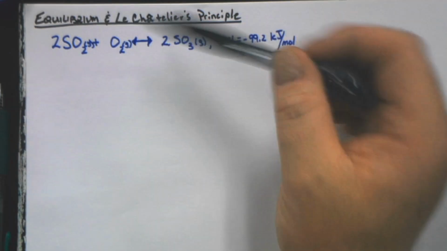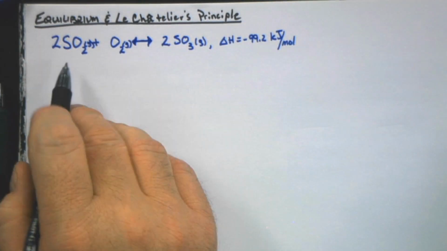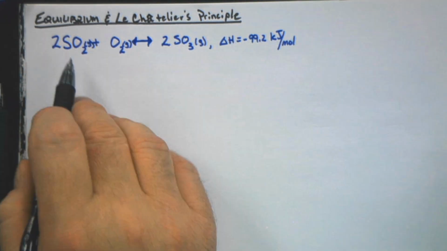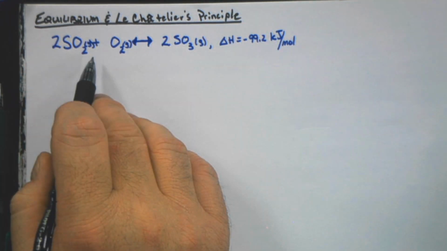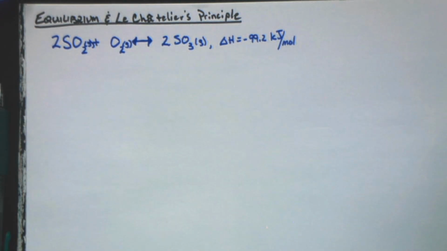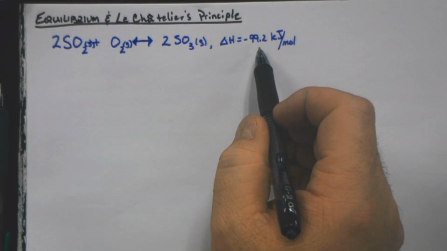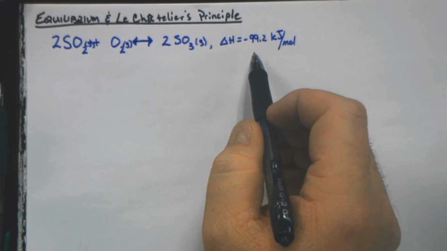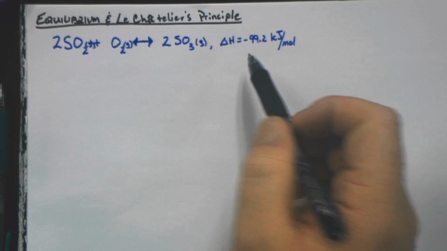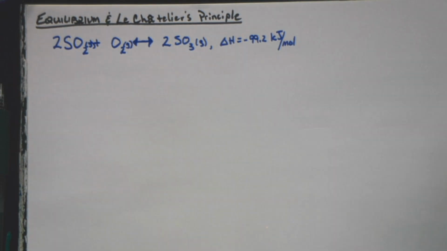Today we are talking about equilibrium and Le Chatelier's principle, and we're going to start with this equation here with 2 moles of sulfur dioxide reacting with oxygen to make 2 moles of sulfur trioxide, and this is an equilibrium reaction. That it is reversible, so we'll go back and forth. And the forward reaction gives off 99.2 kilojoules per mole of heat, which makes it an exothermic reaction. Okay, so with this, let's start with our definition of equilibrium.